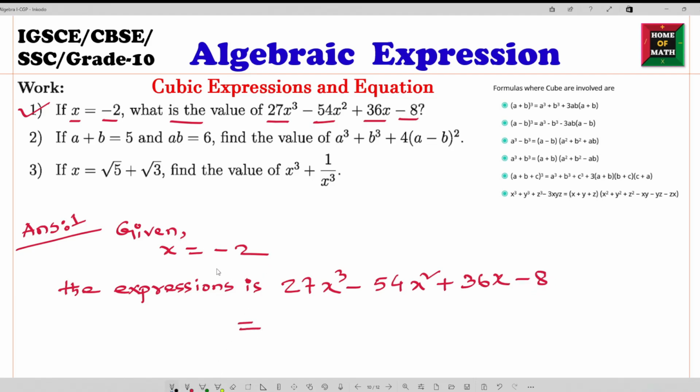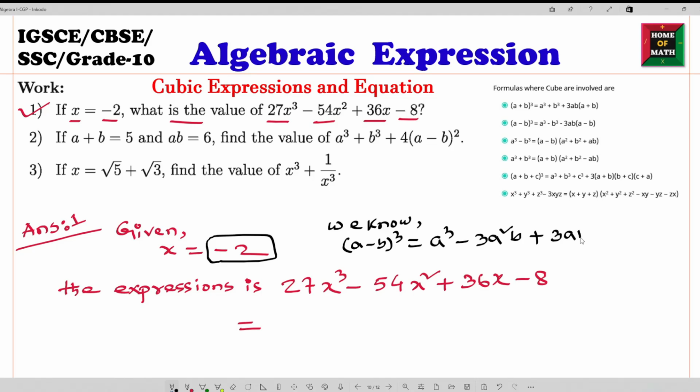Look, if we just put the value x equals -2, we can get the answer, but it's not a good idea. We have to simplify this one by the cubic formula. We know a minus b whole cube equals a cube minus 3a square b plus 3ab square minus b cube. Why are we thinking about this rule?